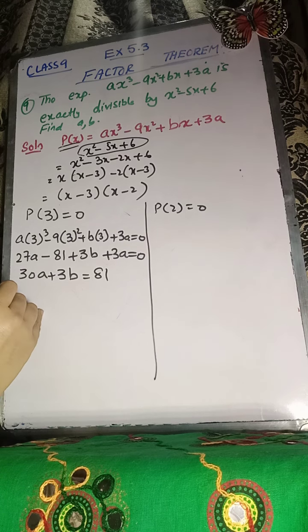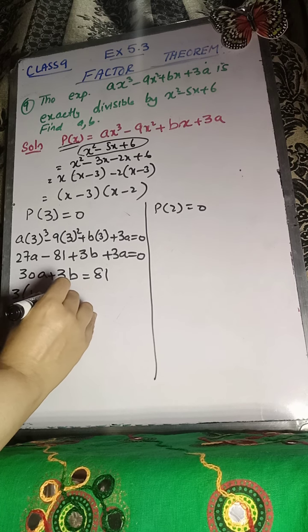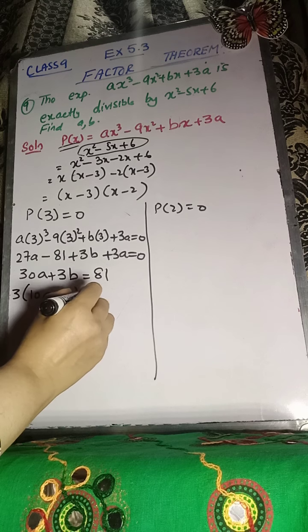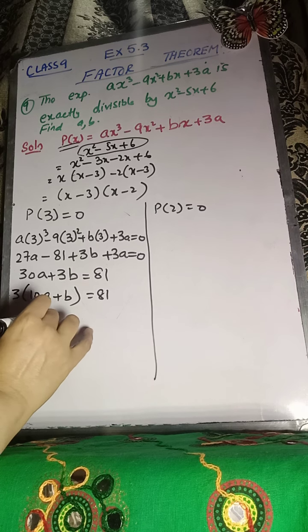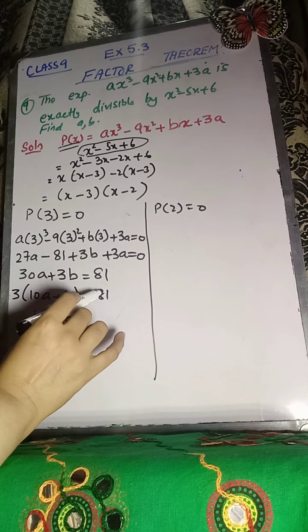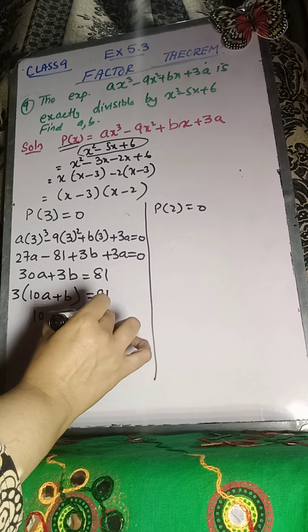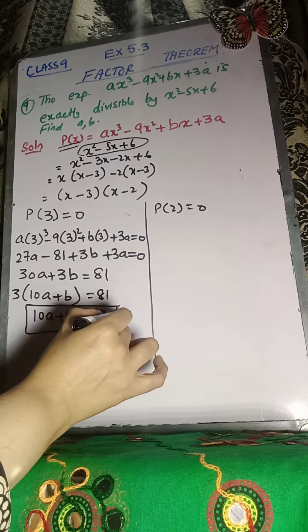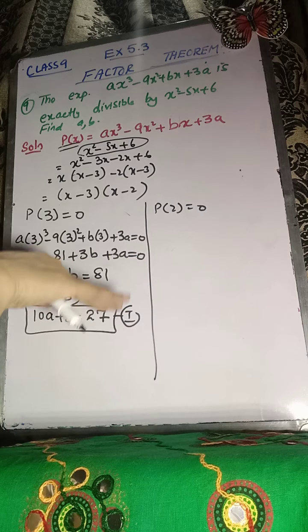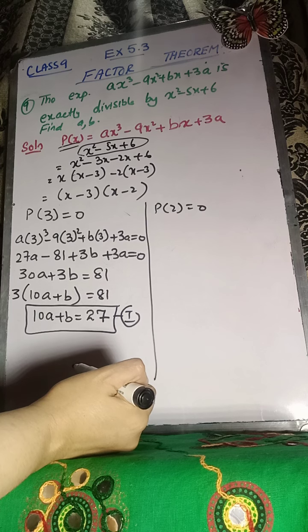Now taking 3 common from this side so that we can get a simpler expression, this will be equal to 81. Shifting 3 to the right hand side, 10a plus b will be equal to 81 divided by 3, which gives us 27. So this is the first equation that we are going to get. Similarly, repeating the same procedure, we will find p of 2 and then make it equal to 0.